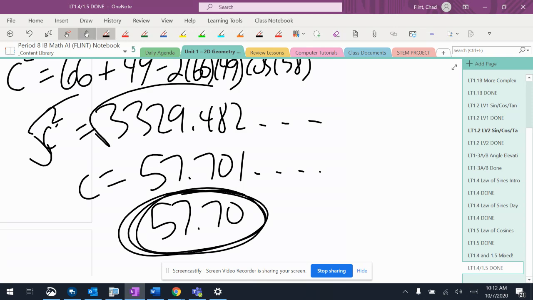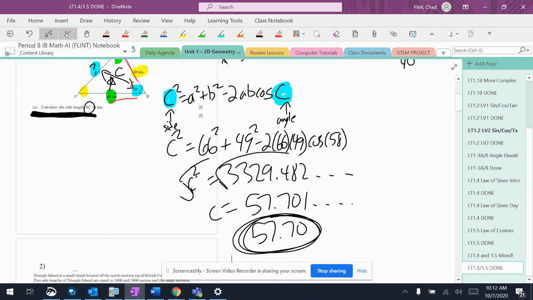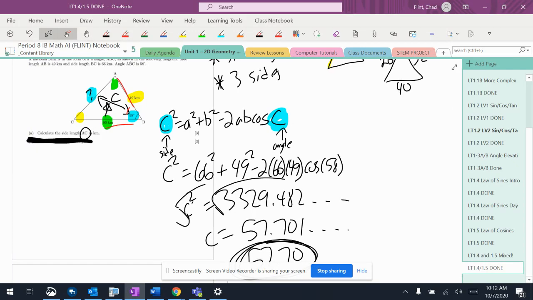All right, so these problems aren't that difficult if you can figure out which one to use. Obviously, if we can't figure out which one to use, they're going to be hard. So focus on that right now as you're going through these.